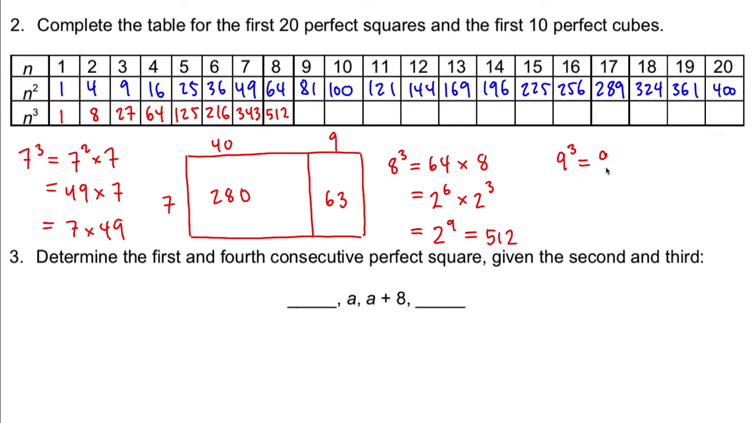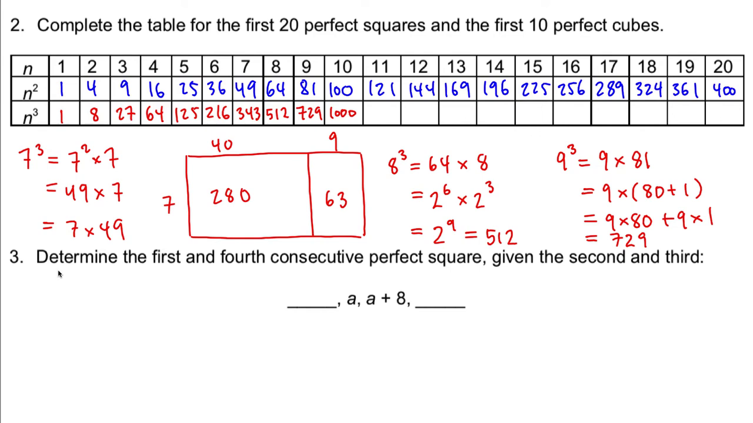9 cubed, for example, is 9 times 81. And I know that 81 is 80 plus 1, so I could write it like that. And I know that this says I have 9 of 80 plus 9 of 1. So I could do 9 times 80 plus 9 times 1, which gives me 720 plus 9, which is 729. And then 10 times 10 times 10 is 1,000. So we can play around with different ways of combining numbers to multiply them.